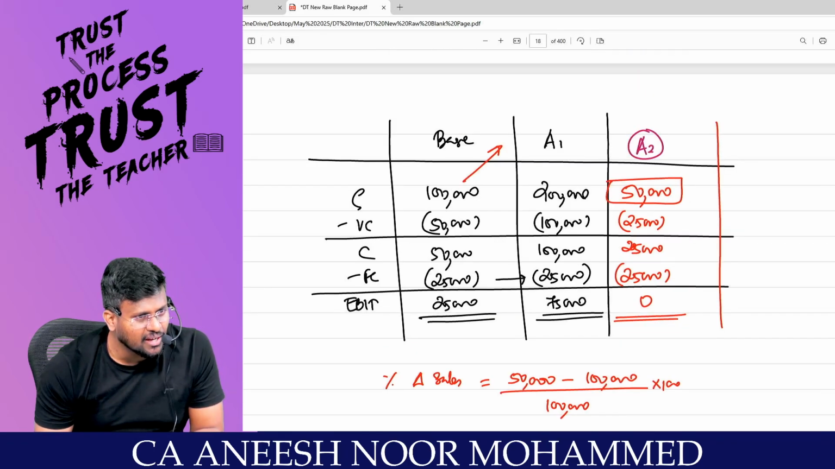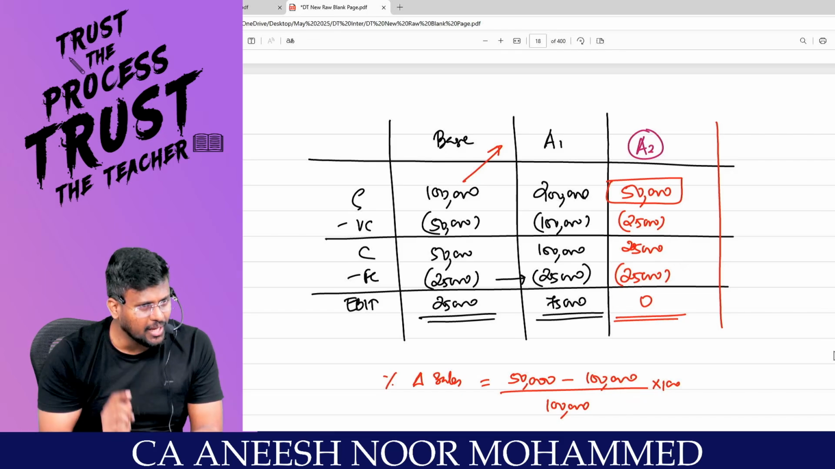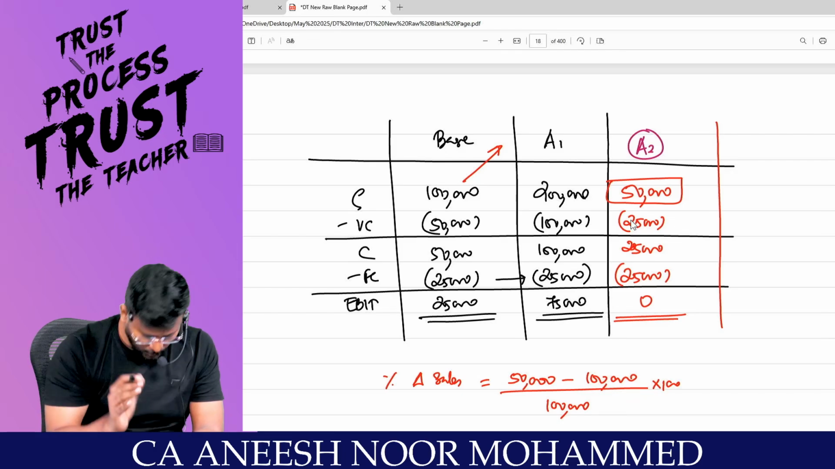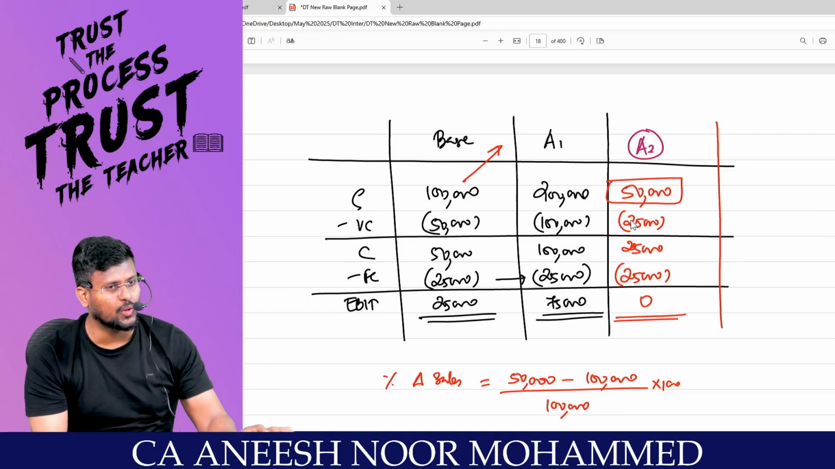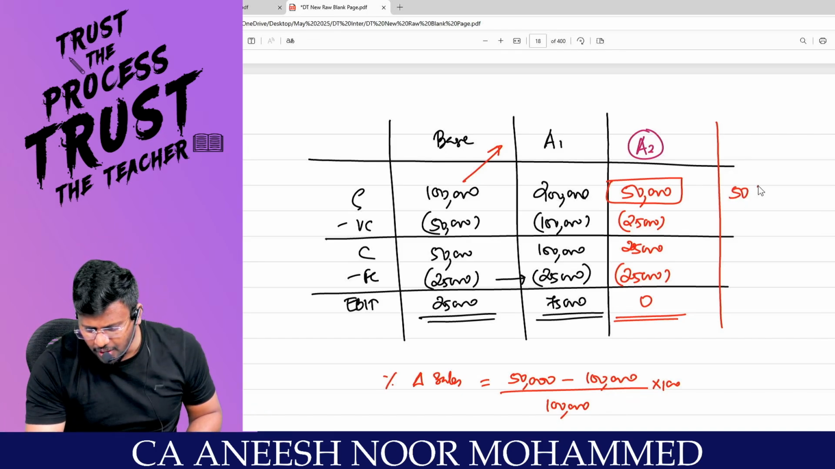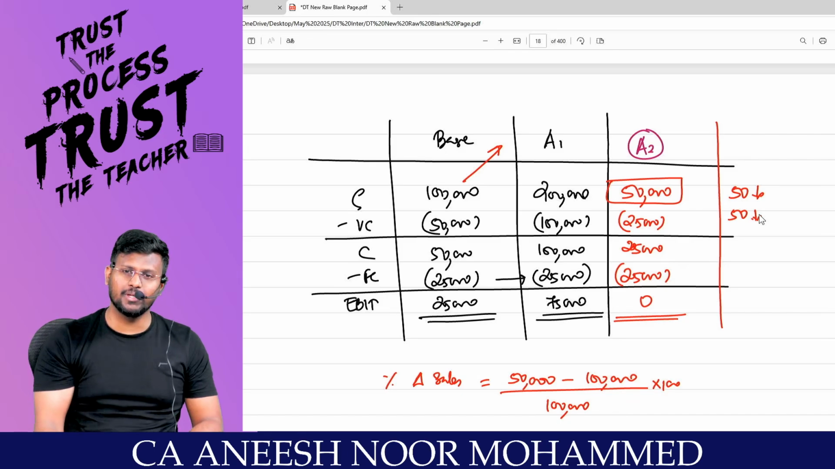Can we say new variable cost minus old variable cost divided by old variable cost into 100. So 25,000 minus 50,000 divided by 50,000 into 100. That means 25,000 divided by 50,000 into 100 comes to minus 50%. I am happy because sales reduced by 50%, variable cost also reduced by 50%. Are you really with me?